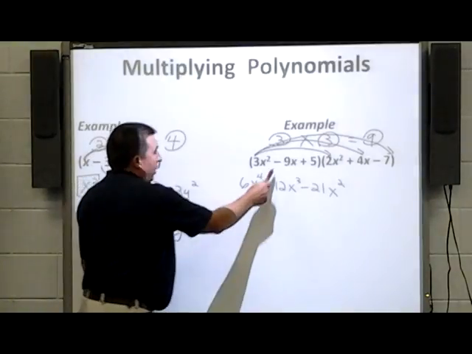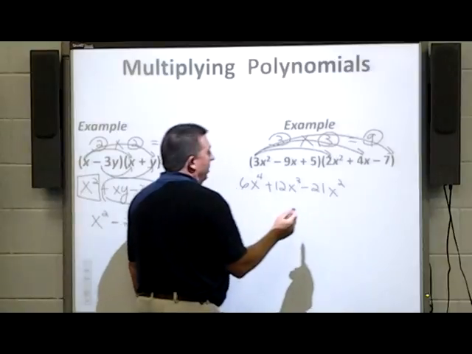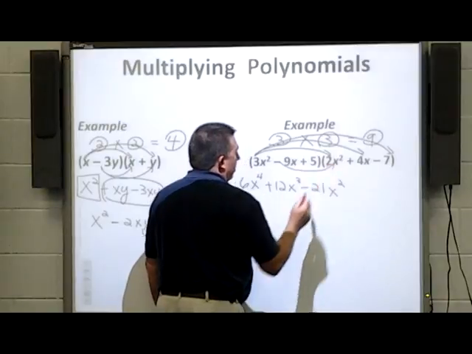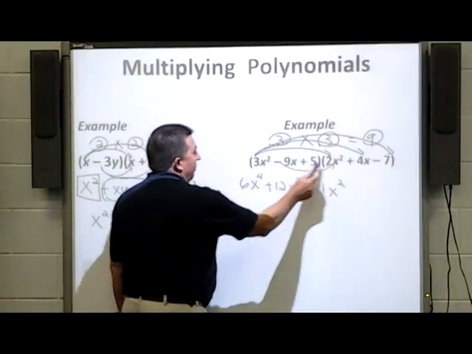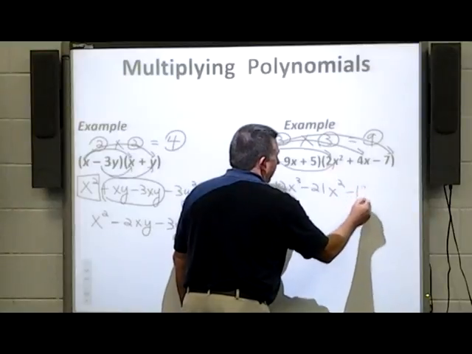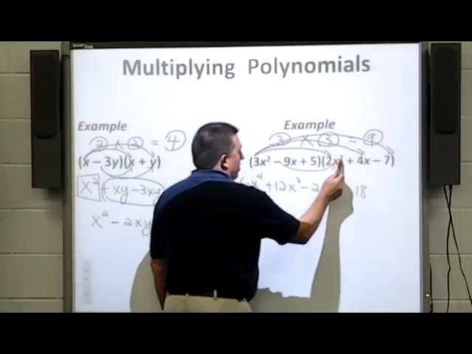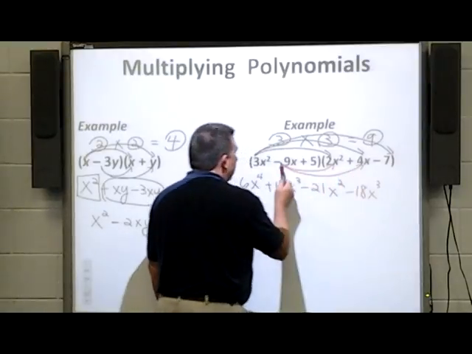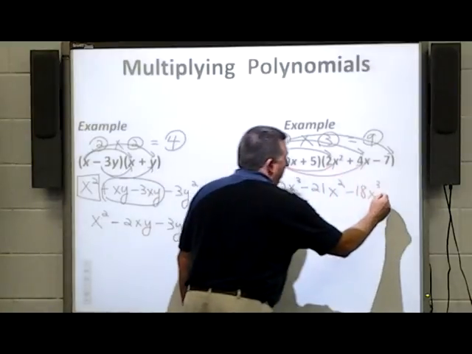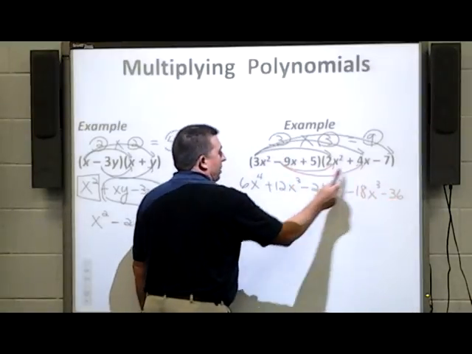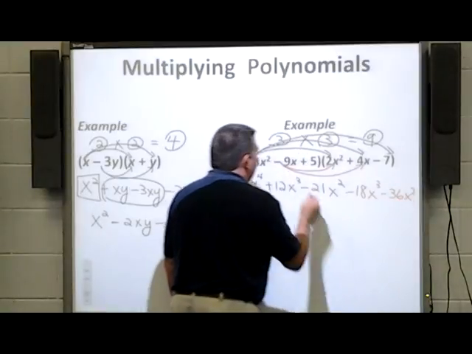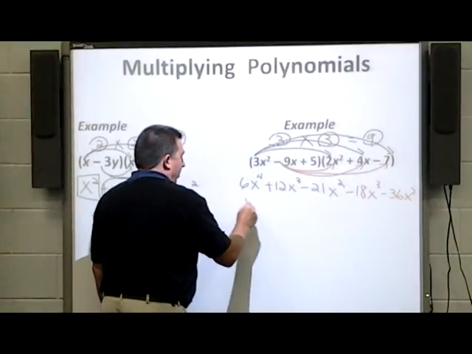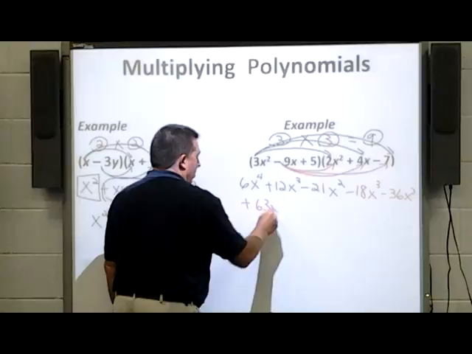And now I'm going to take the negative 9x and multiply by each of these 3 like I did the first time. So I'm going to go negative 9x times 2x squared. Negative 9 times 2 is going to be negative 18. X and x to the 2nd is x to the 3rd. Negative 9x times 4x. Negative 9 times positive 4 is negative 36. I got an x and x gives me x squared. And then negative 9x times negative 7. Negative times negative is a positive. That's going to give me positive 63x.